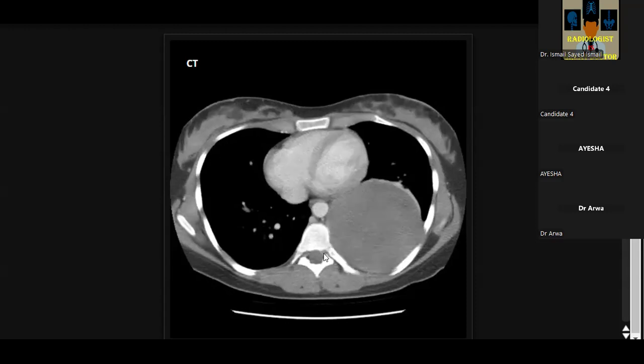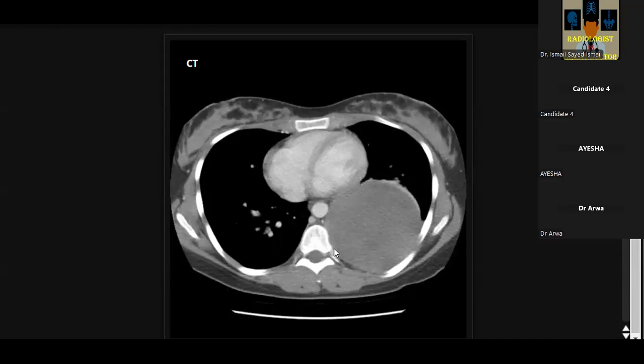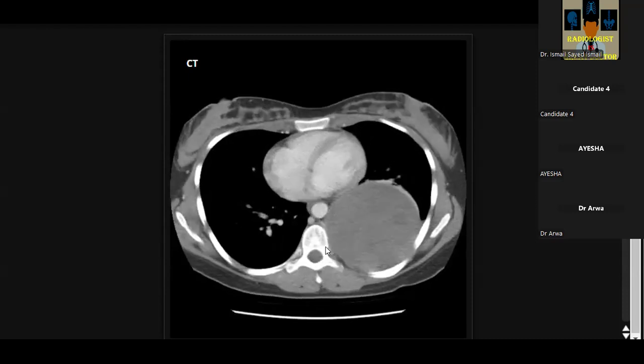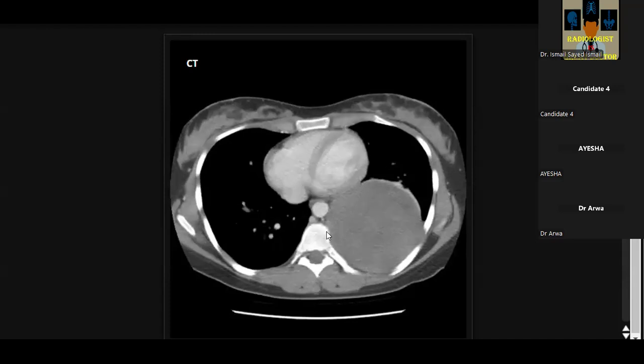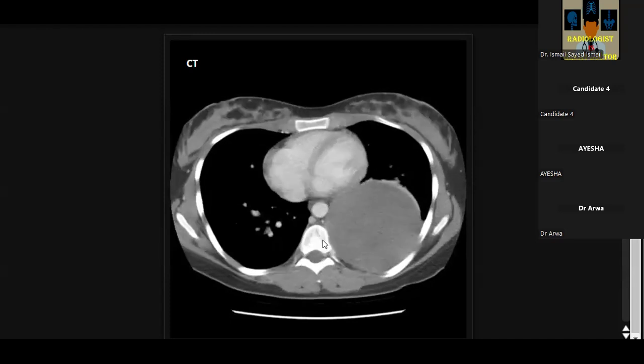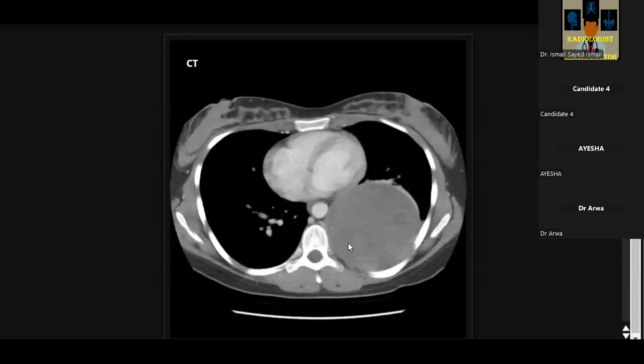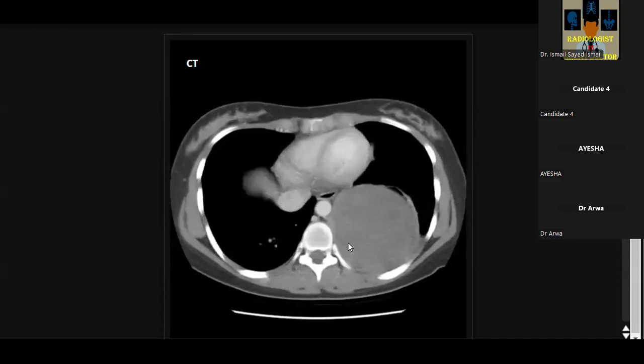You mentioned a very good point. No widening of neural foramina, no intraspinal extension, but there is a smooth scalloping of the lateral border of the vertebrae, suggesting a long standing paraspinal process. So this lesion is usually arising from this site. It's a posterior mediastinal mass, most likely a neurogenic tumor.